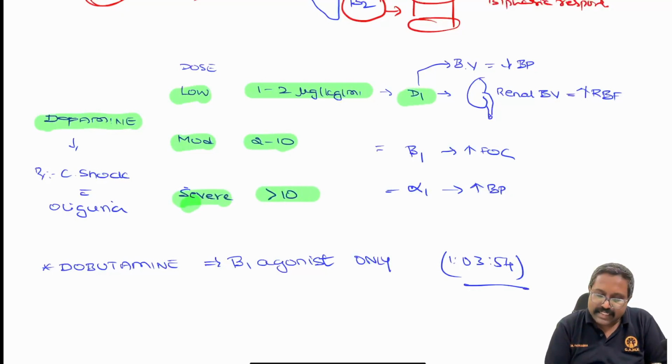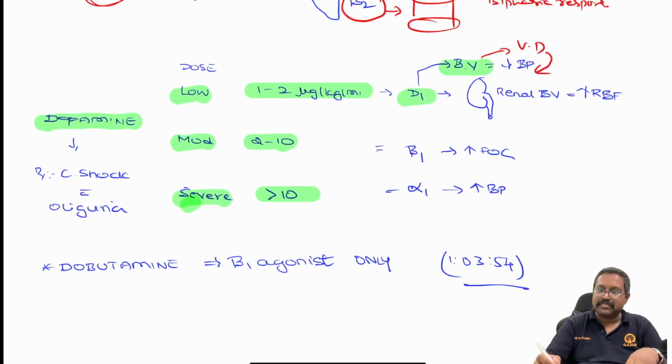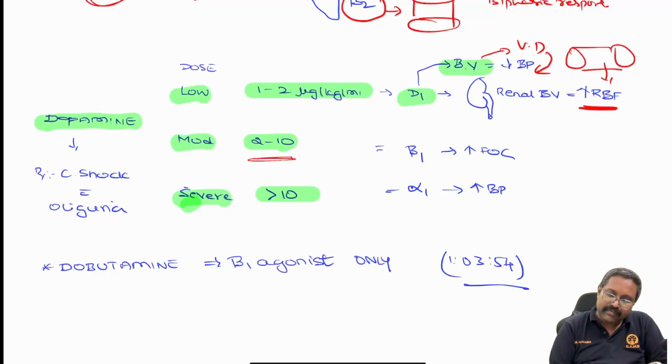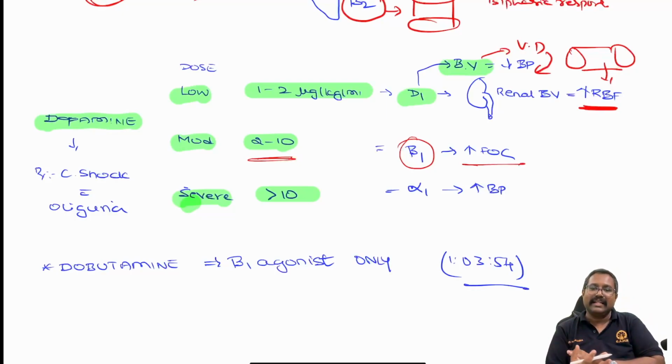The D1 receptor is present in the blood vessels of the renal system, thereby it causes vasodilation, which is responsible for a decrease in blood pressure. Also, since there is vasodilation, it will help in increasing the renal blood flow. At the moderate dose, along with D1, it also acts on beta 1 to produce an increase in the force of contraction. It increases the heart rate and the contraction.